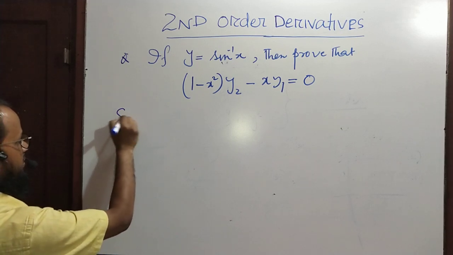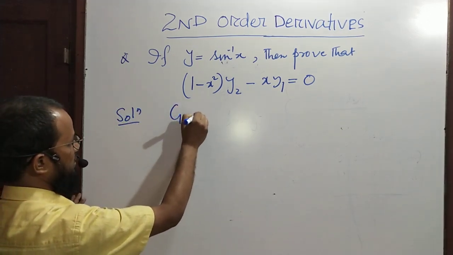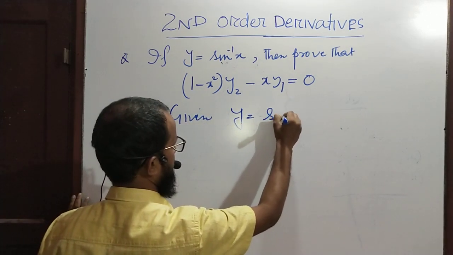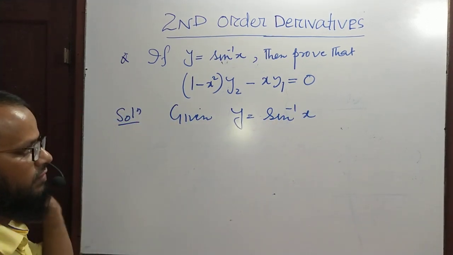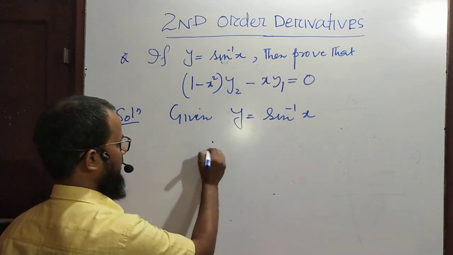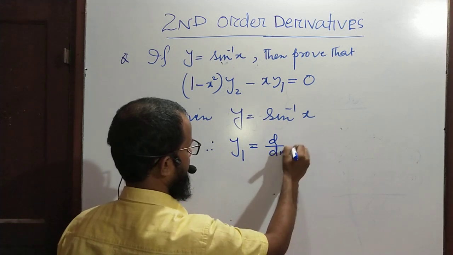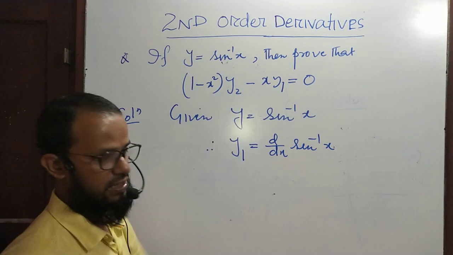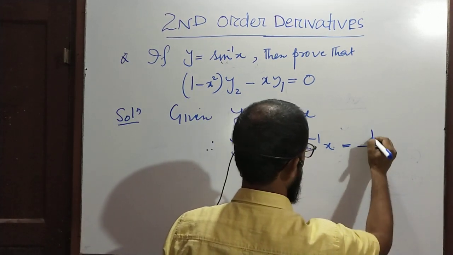Okay, start with the given relation. The given relation is y equal to sine inverse x. This is given. First you find dy by dx. That means first you find y1. Therefore y1 equal to d/dx of sine inverse x, which is equal to 1 by root over 1 minus x square.